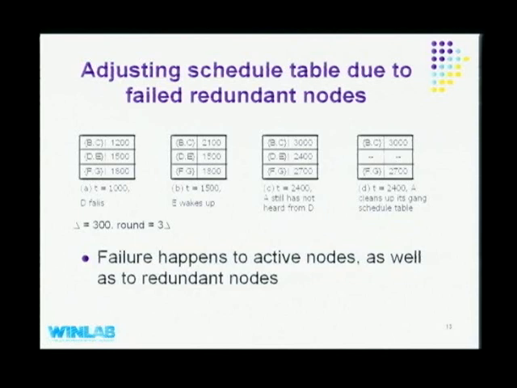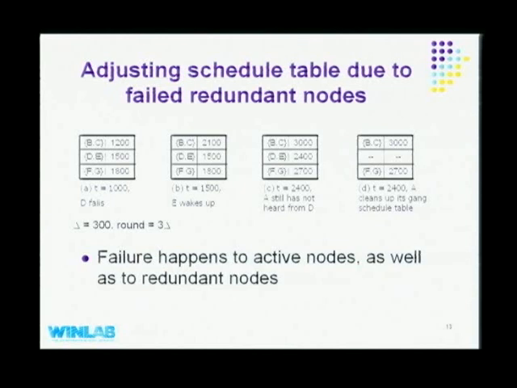Here, we decided we still want the active node to wait one more cycle to make sure D is really dead, instead of it just being a loss of the message or any other reason. Then at time 2400, A still has not heard from D. Then A decides, okay, it's time to drop D from my gang list. So at that time, A cleans up its gang schedule table. So right here.